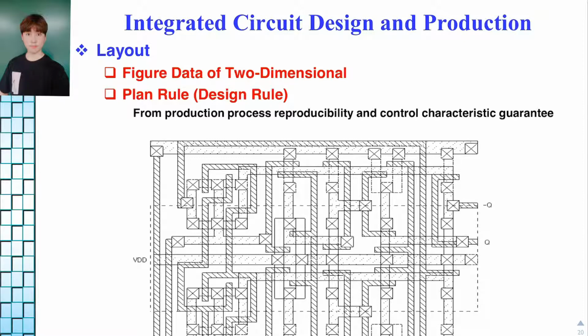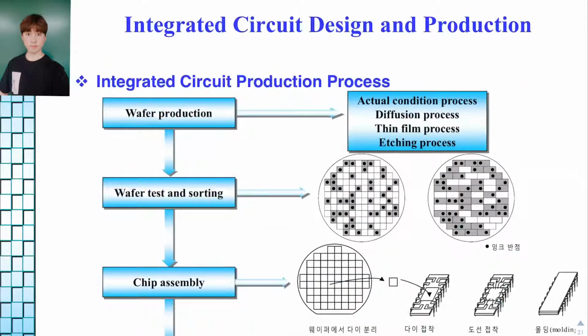This is the layout of the circuit based on design rules. And this is the integrated circuit production process diagram. First step is wafer production. In wafer production, we do the oxidation process and diffusion process, thin film process, and etching process. Second step is wafer test and sorting. Third step is chip assembly, and the last step is chip test.